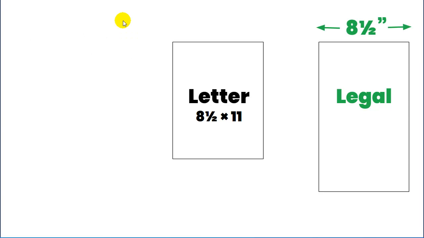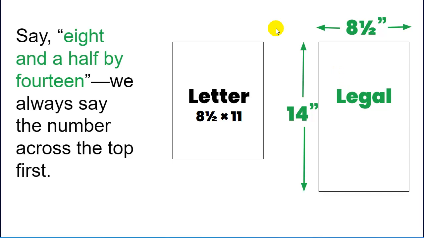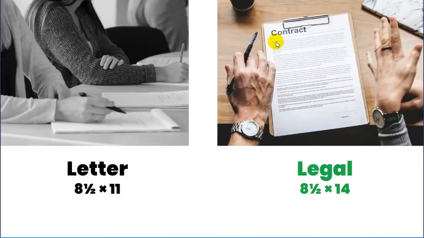It's still 8.5 inches across, but it's 14 inches up and down. So we have letter size and legal size. Are you writing notes? Are you taking notes? I hope so. We always say 8.5 by 14. Give the number across the top first, and then the number up and down is second. Letter size paper, legal size paper.